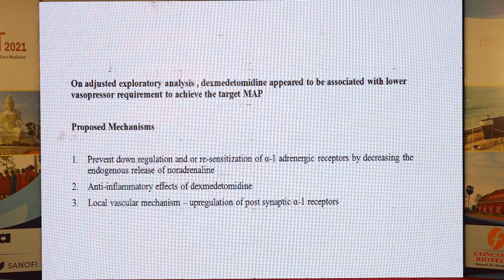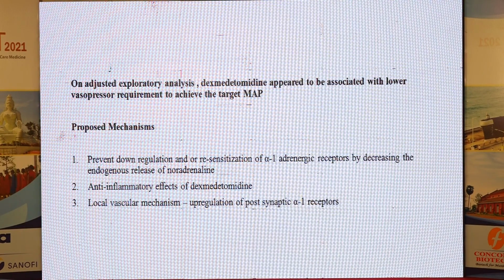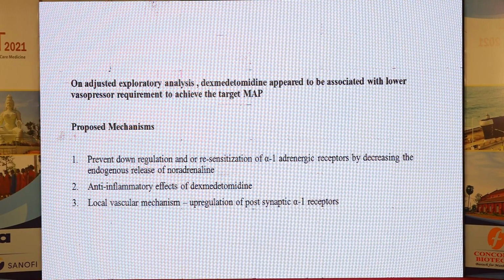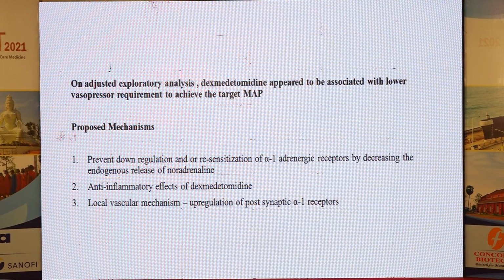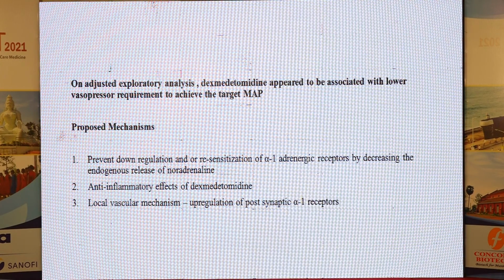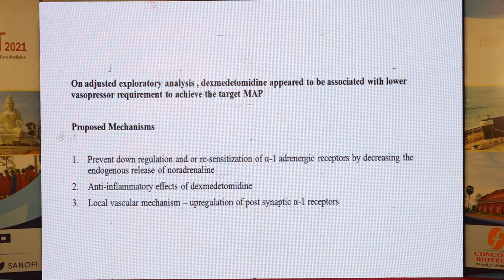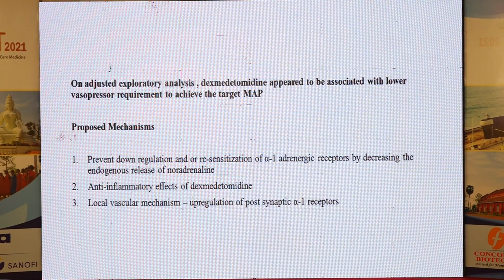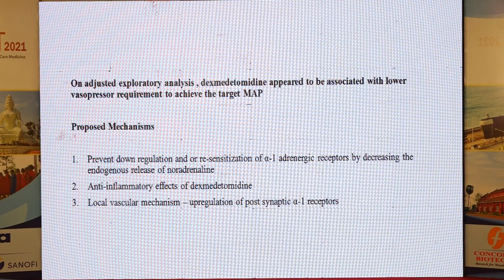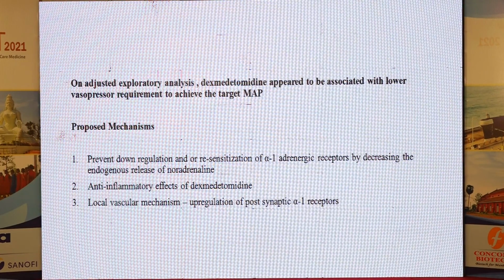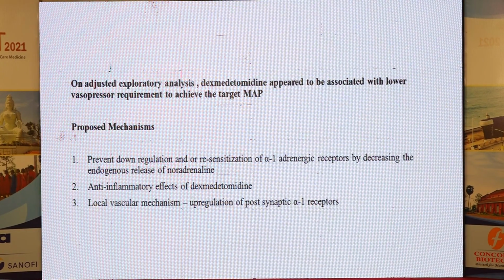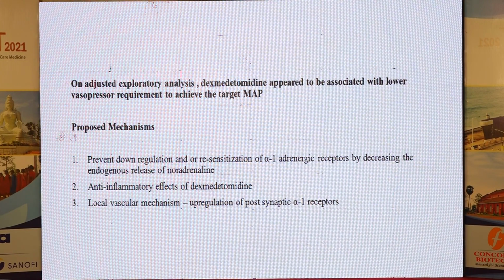the Dexan group. There was also one more local vascular mechanism which was proposed, which is basically when the use of alpha 2 agonists, the presynaptic alpha 2 agonists can lead to an upregulation of the postsynaptic alpha 1 receptors, which could be a probable mechanism why you see a higher vascular reactivity to the exogenous vasopressors.